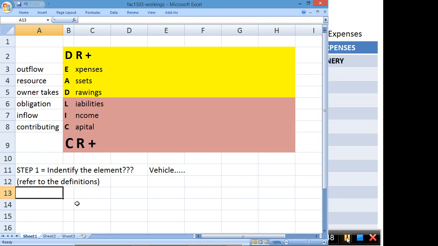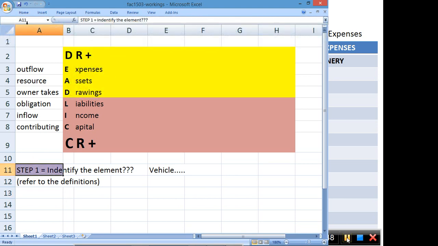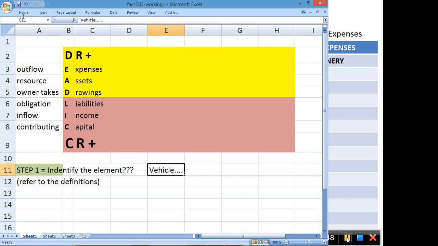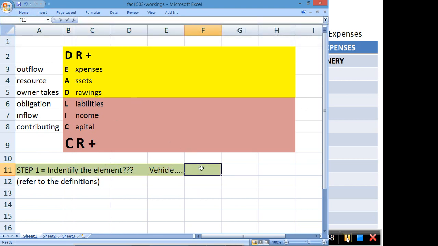Does that make sense? Okay, so now have you done step number 1? Yes. You've correctly identified what it is. Vehicle is an asset. This is what I need you guys to do later on when we actually do the application. Today it's just interpretation, it's background.